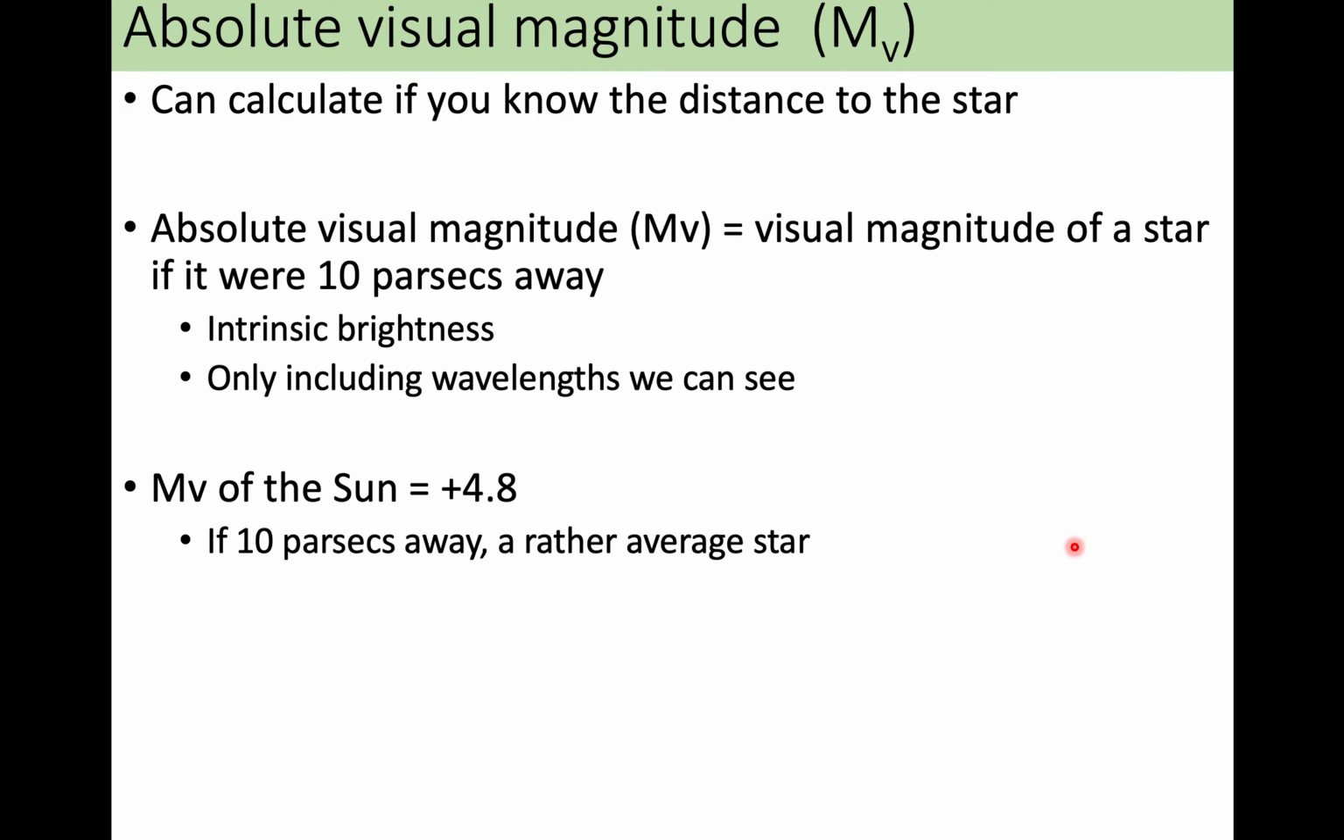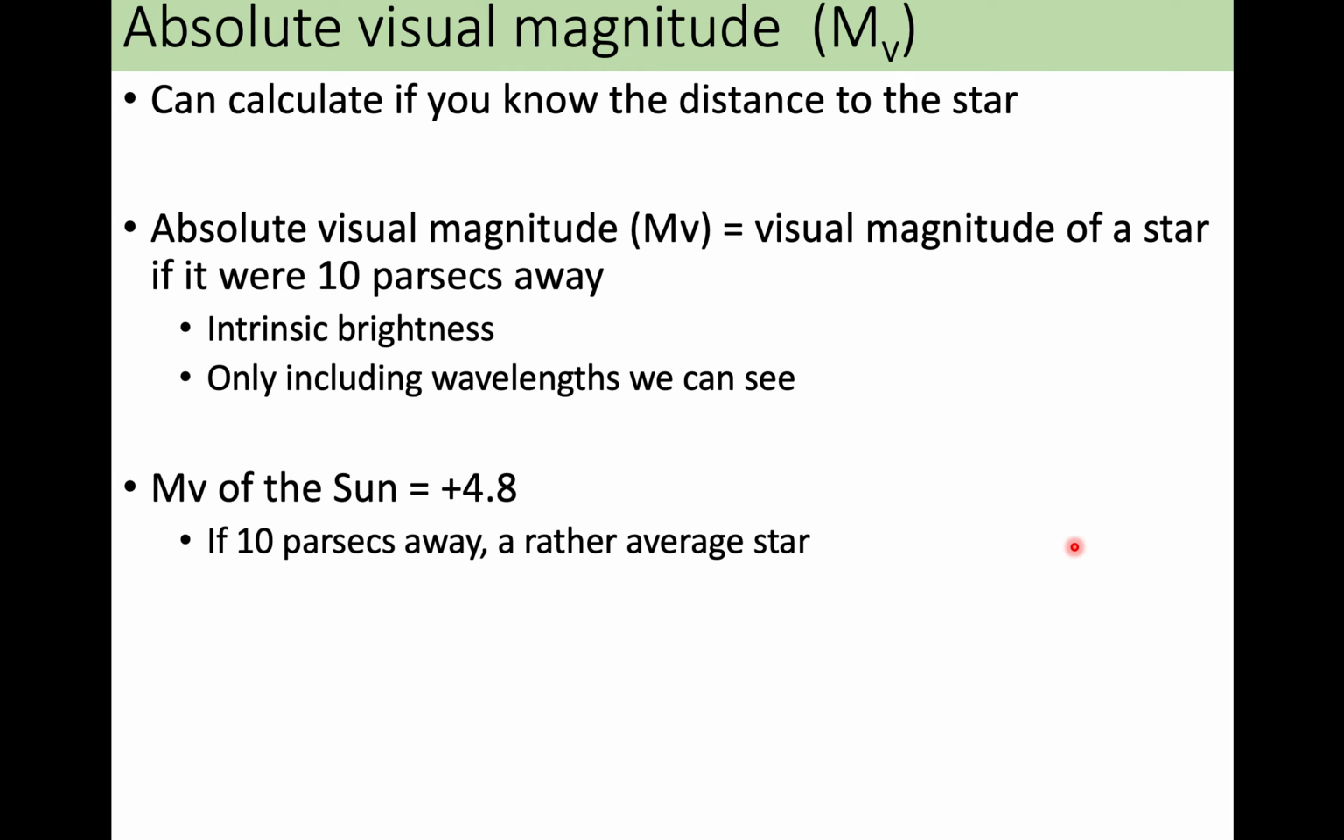So if we calculate the actual brightness of the star, and then we scale it to be either further away or closer, so that we pretend all stars are 10 parsecs away, then we see the intrinsic brightness at that distance. That is the absolute visual magnitude. We scale everything to be 10 parsecs away so that we can compare.